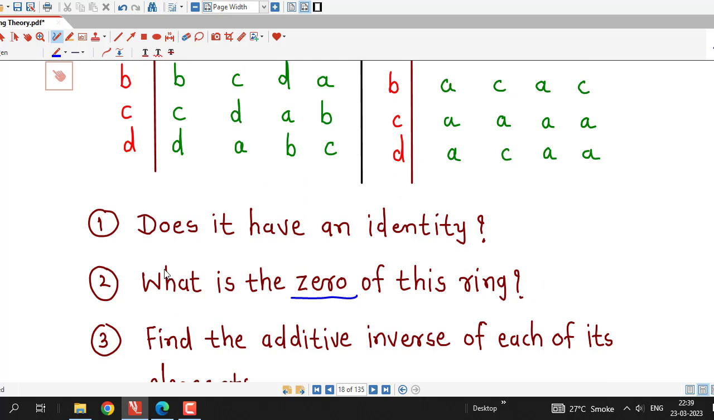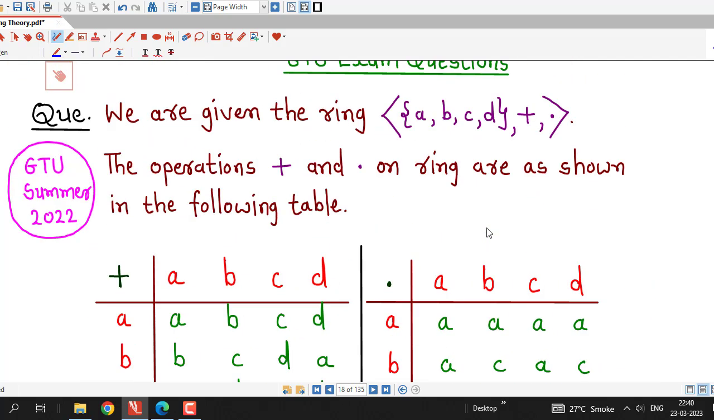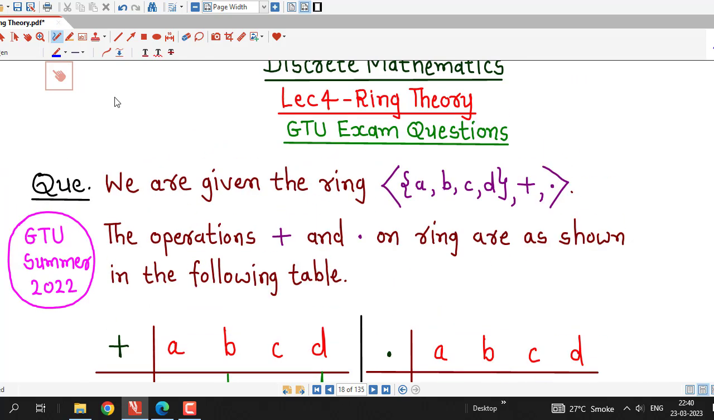So first we answer this question. Here we have to check whether given ring has an identity or not. So whenever we are using the word identity for a ring, then we will understand that it is the identity for multiplication operation. So it is also known as multiplicative identity. So we just recall the definition of multiplicative identity.